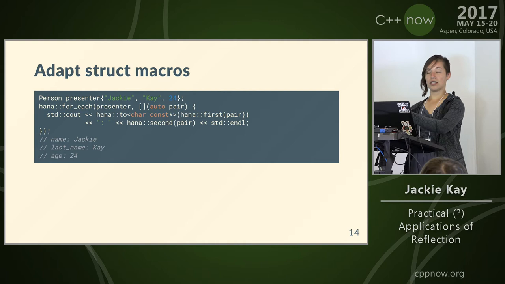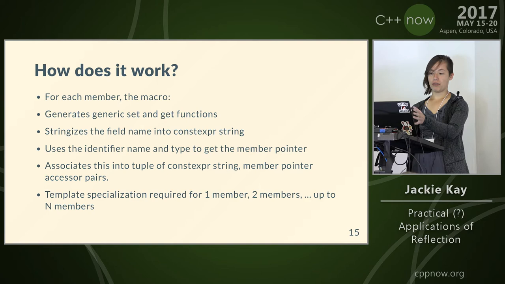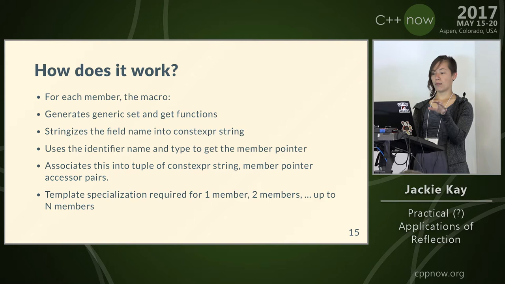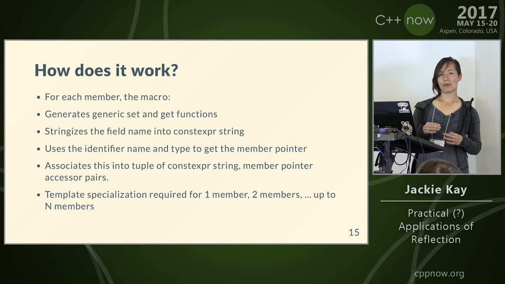You can also use that identifier name to get the member pointer, and that's how we're going to set or get something from the struct. I didn't show setting. And then you associate the name and the member pointer in pairs, a tuple of pairs, and then you specialize a lot of templates. The implementation of this macro requires N specializations for some large number N, and that's the maximum number of members you can reflect on.